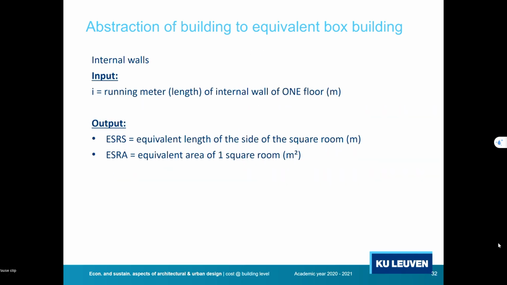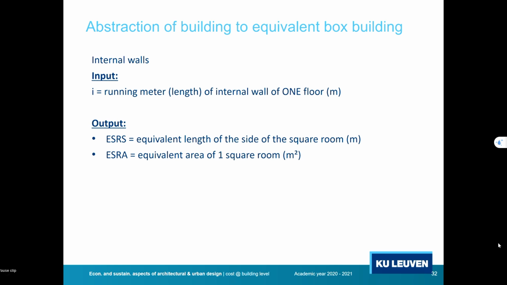Secondly, we also want to subdivide our box building with rooms. So we want to give it internal rooms in such a way that the length of the internal walls of your real building is equal to the length of the walls in your equivalent box building per square meter floor area. The rooms that we will design in the box building will all be square rooms as a simplification.